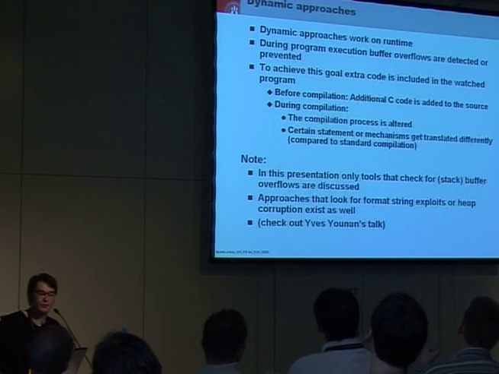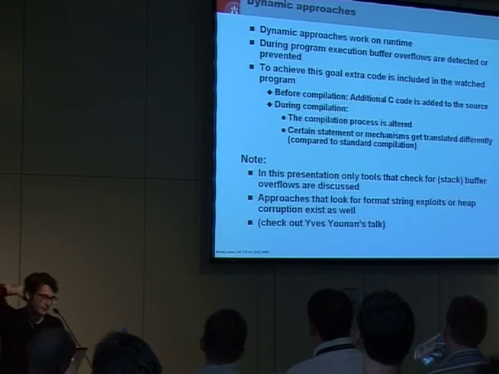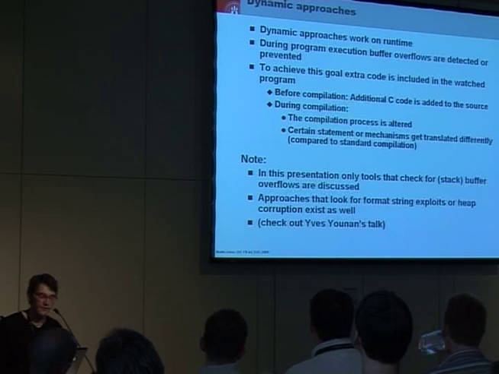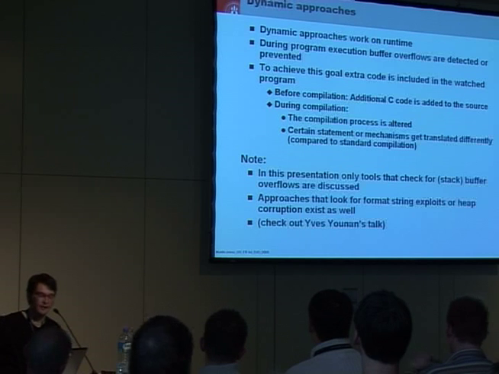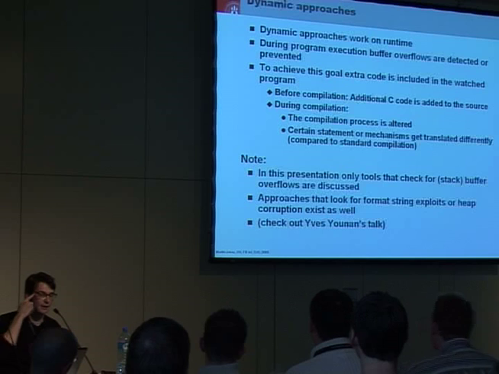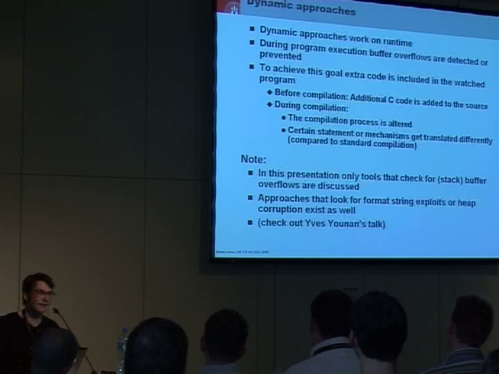The dynamic approaches work on runtime. They alter the way the program is compiled. There are two ways to do this. They might actually alter the C code that gets compiled, so you have a pre-processing step that puts some additional C code into your program, or the compilation process itself might get altered.